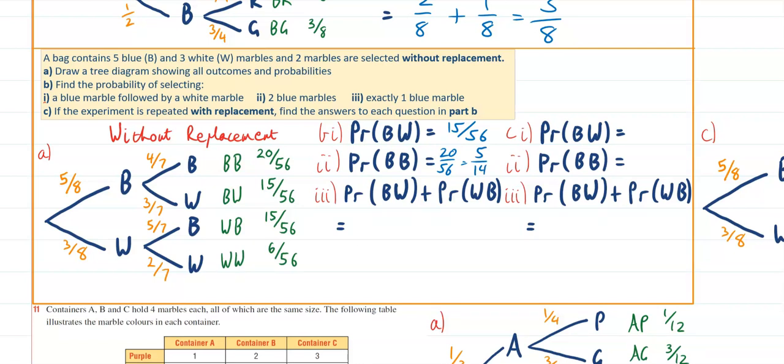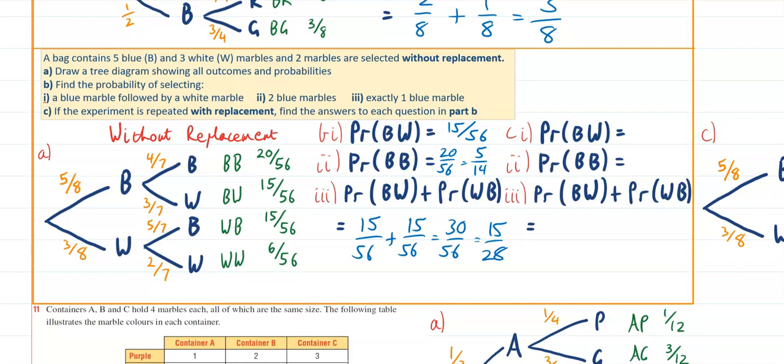And exactly 1 blue marble. That is going to be the probability of blue and then white plus the probability of white and then blue. That's exactly 1 blue marble. So BW is 15 over 56, and WB is again 15 over 56, so 30 over 56, which is 15 over 28, and that's all we can do.